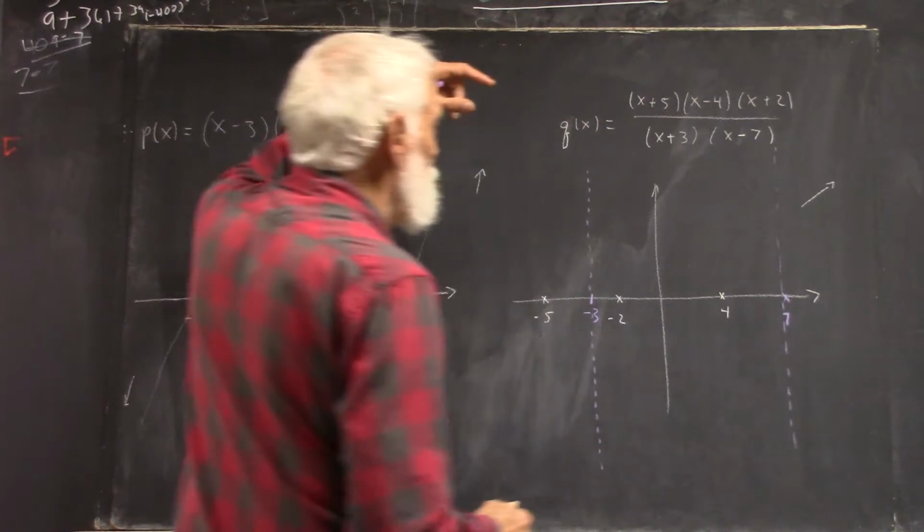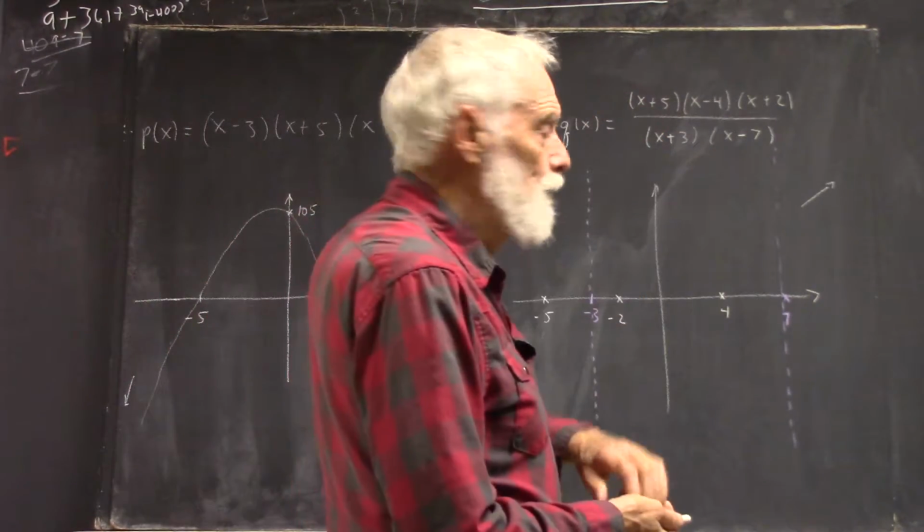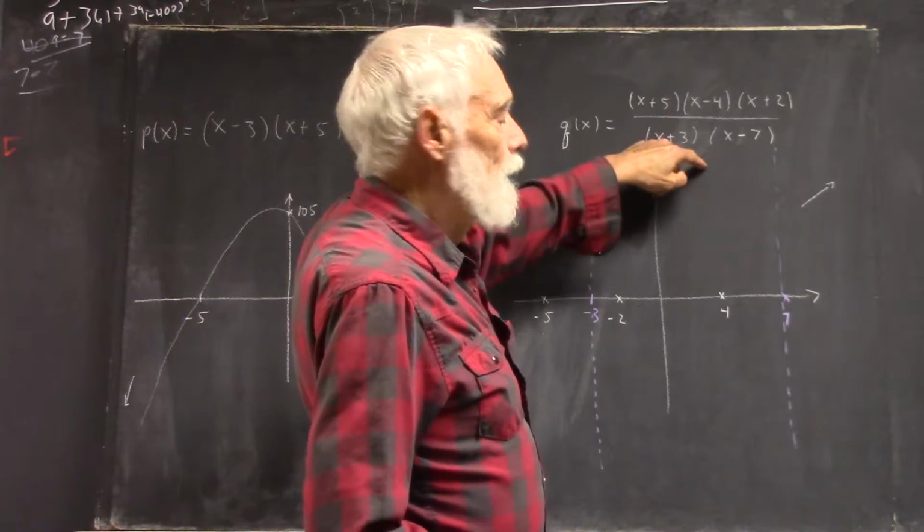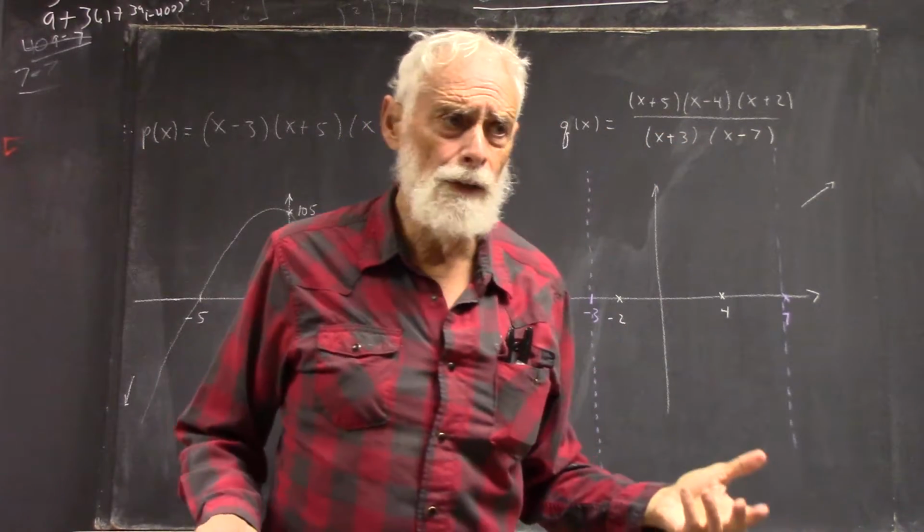And if x is a big negative number, then what you got is 3 big negatives divided by 2 big negatives. Now, is that going to be positive or negative?